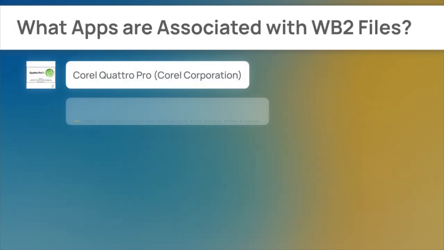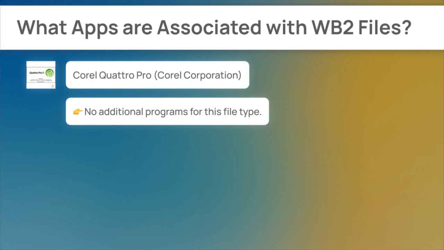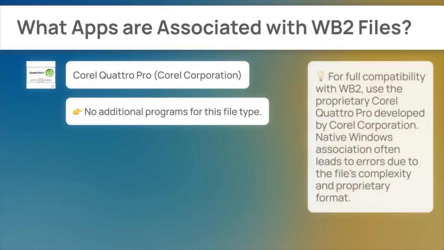The essential opener for the WB2 structure is Corel Quattro Pro, developed by Corel Corporation. Native Windows association often leads to errors due to the file's complexity and proprietary format. Windows shows partial spreadsheet content, but full manipulation requires compatible applications.